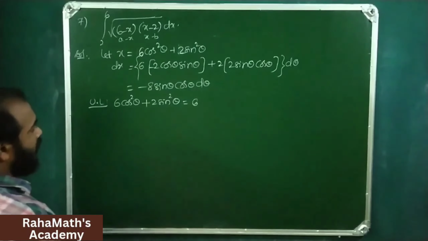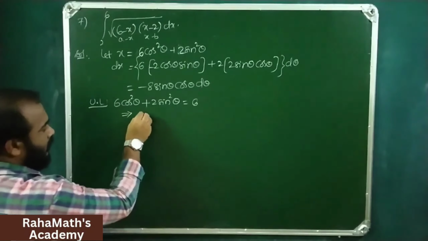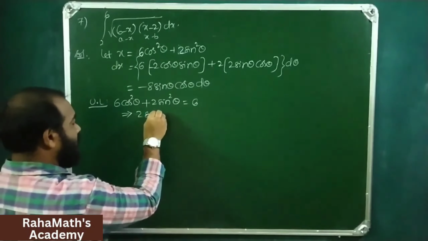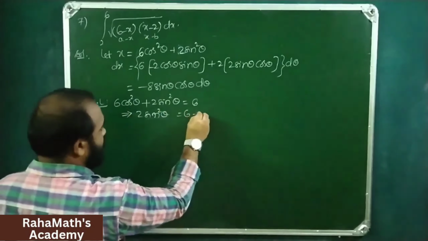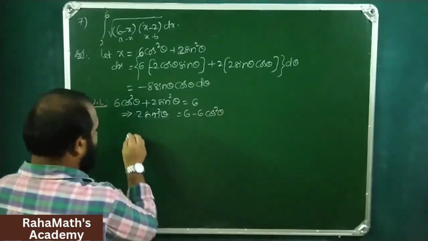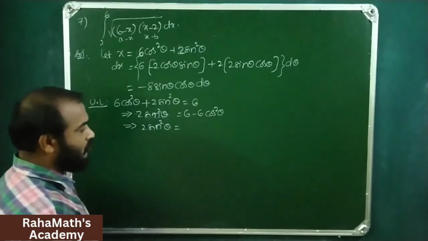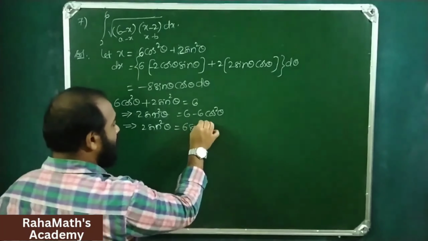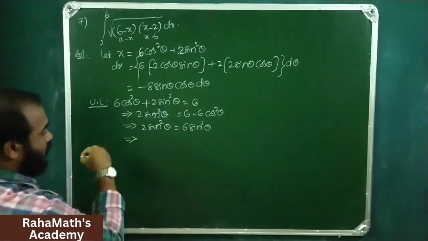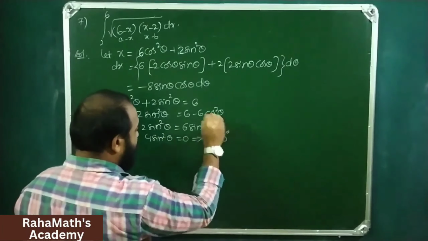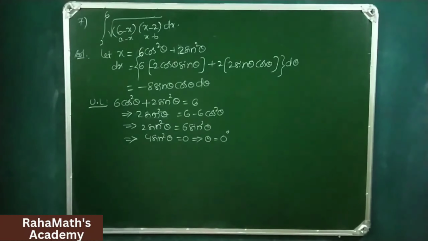Then 6 cos square theta, otherwise 2 sin square theta is equal to 6 minus 6 cos square theta. This is equal to 6 into 1 minus cos square theta, which is 6 sin square theta. So 6 sin square theta minus 2 sin square theta is 4 sin square theta. If 4 sin square theta is 0, theta is equal to 0 degrees. So the upper limit has been changed into 0 degrees.